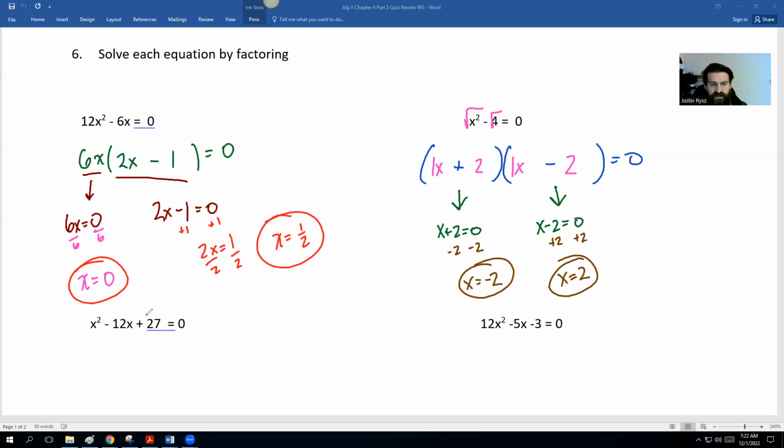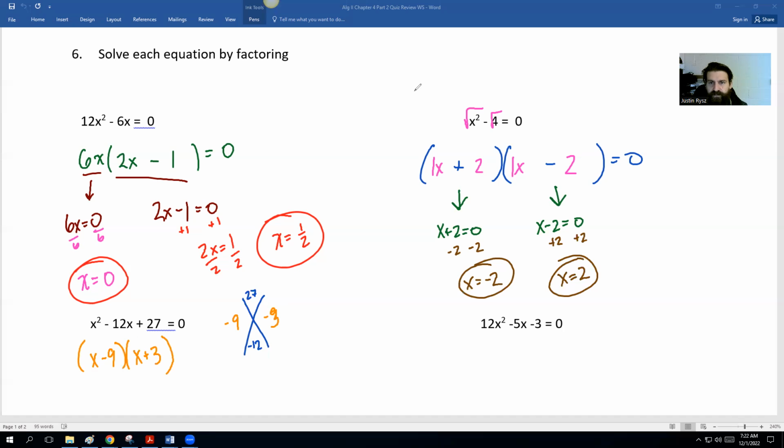All right, next one here, we got 3 terms here, so that should be a giveaway that it's a trinomial. And we got to figure out, what two numbers multiply together to give us 27 and add together to get -12. Both of these have to be negative numbers, and that'd be a -9 and a -3. So we got an x minus 9 and an x plus 3.